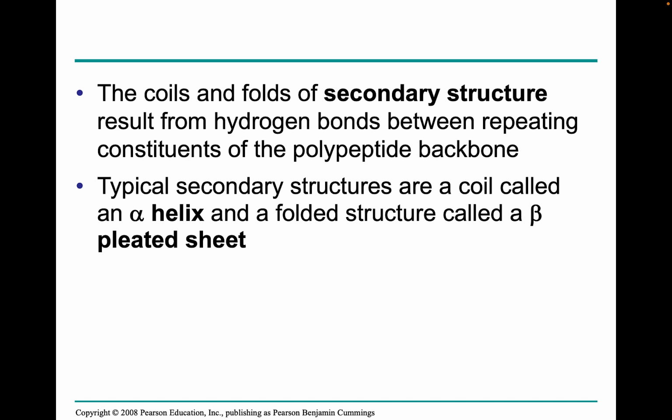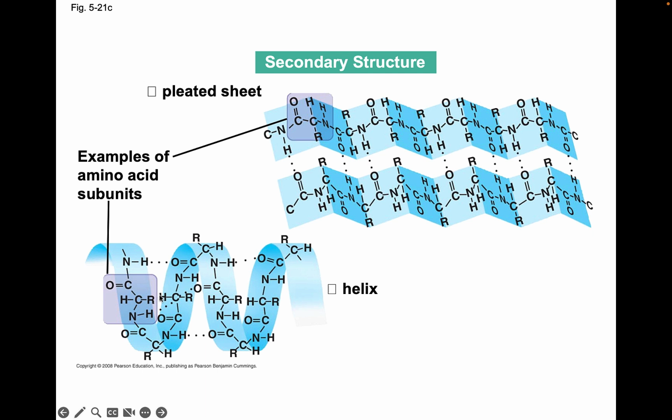The coils and folds of the secondary structure, again, are hydrogen bonds, repeating, alpha helices, and the beta pleated sheet. Okay, you need to know those. Make sure that you know the difference between an alpha helix and a beta pleated sheet. Make sure that you can recognize them. If I were to put up a diagram and say, this is an alpha helix and this is the beta pleated sheet. And recognize again that the interaction between them is largely because of hydrogen bonding. The number of hydrogen bonds makes it very strong.